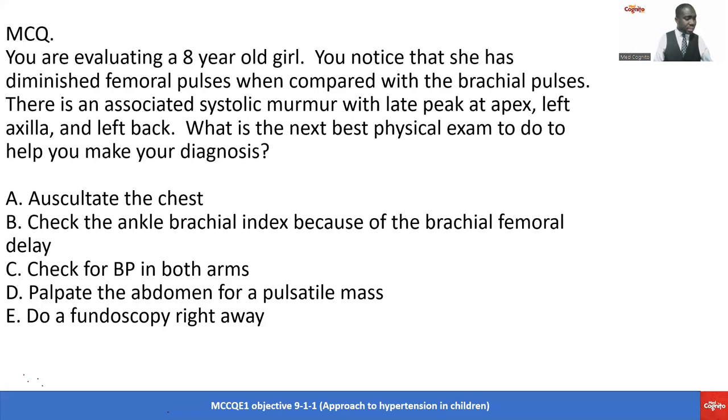You are evaluating an 8-year-old girl. You notice that she has diminished femoral pulse when compared with the brachial pulse. There is associated systolic murmur with late peak at apex, left axilla, and left back. What is the next best physical exam to do to help you make your diagnosis?